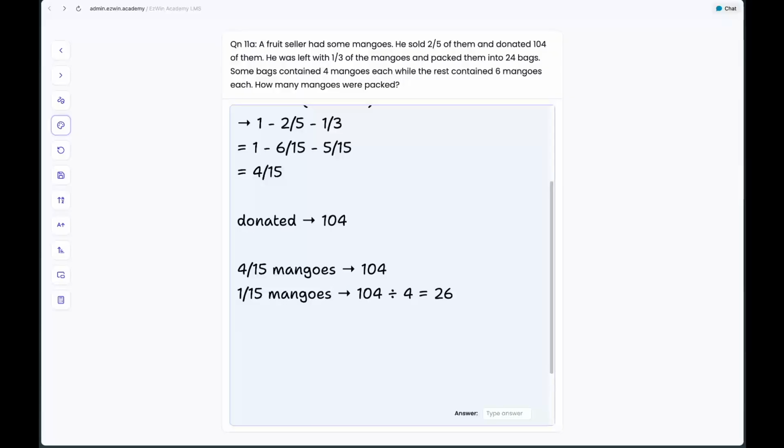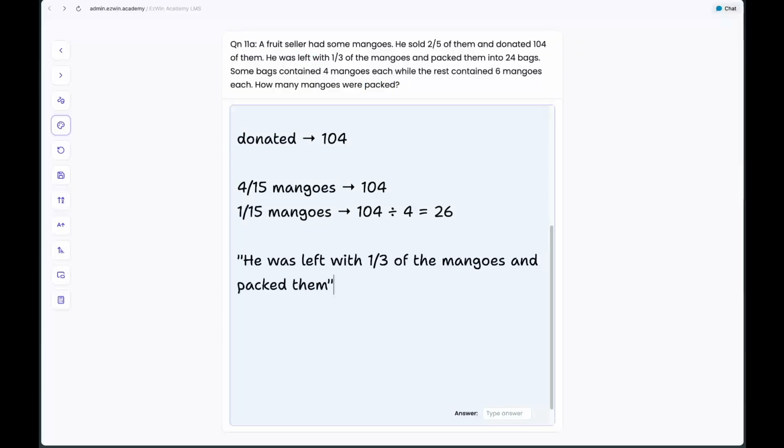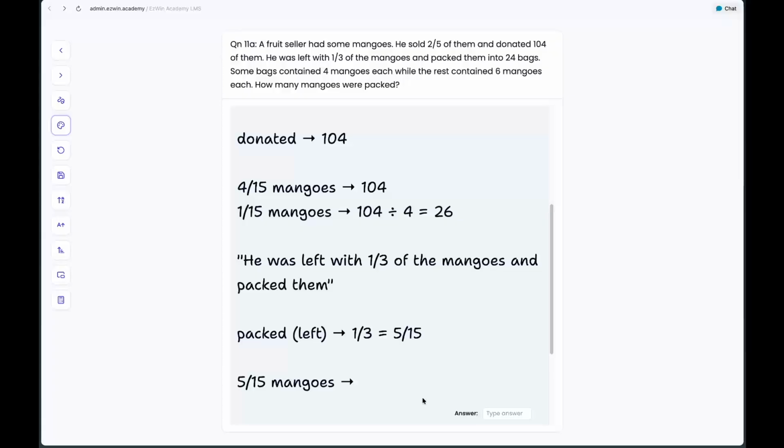So the next thing is we want to find how many mangoes were packed. In this case, we know that the packed ones were what's left, which is 1/3. We want to convert it into a denominator of 15, because that's how we got our mangoes. So 5 out of 15 of the mangoes is basically 26 times 5, and this will give us 130.